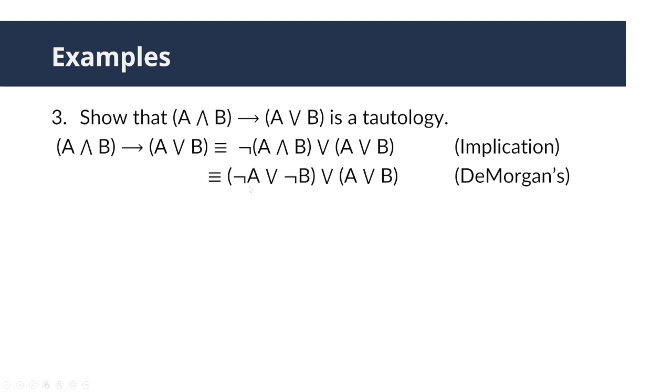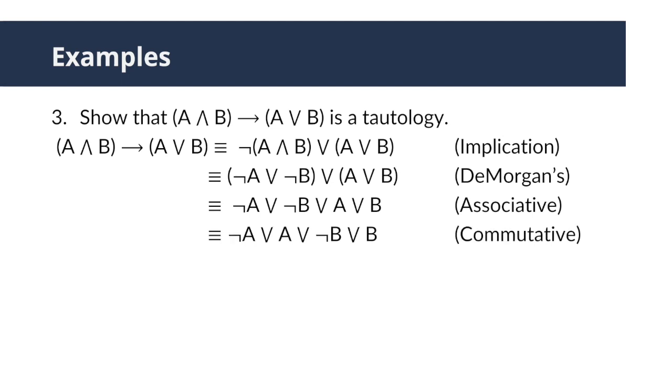this proposition. Now you can see all the connectives in these propositions are ORs. Then you can apply associative laws to remove the parentheses, because if you have the same connective, the order does not matter. Then you can apply commutative laws to move those propositions around. Okay, so you can see basically I swapped the position of not B and A.